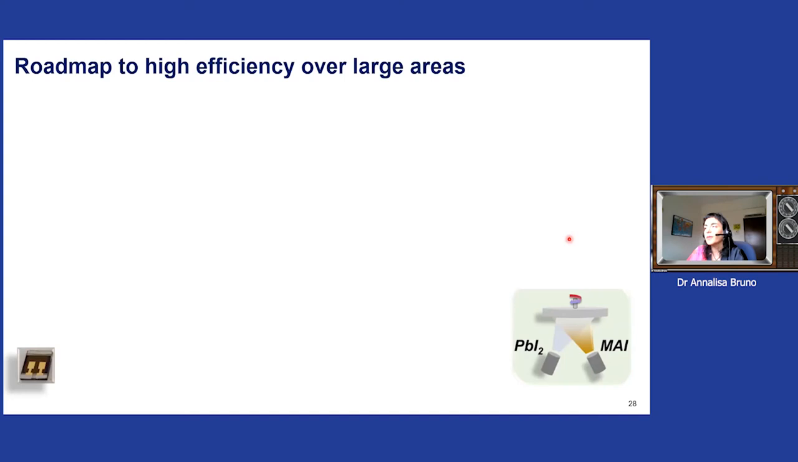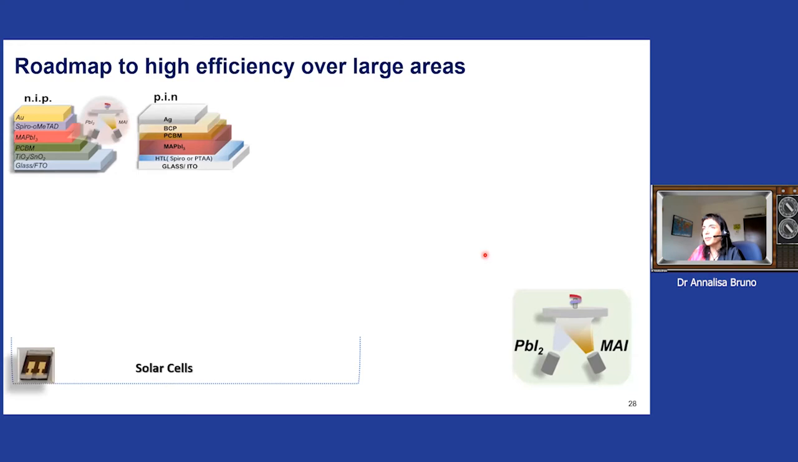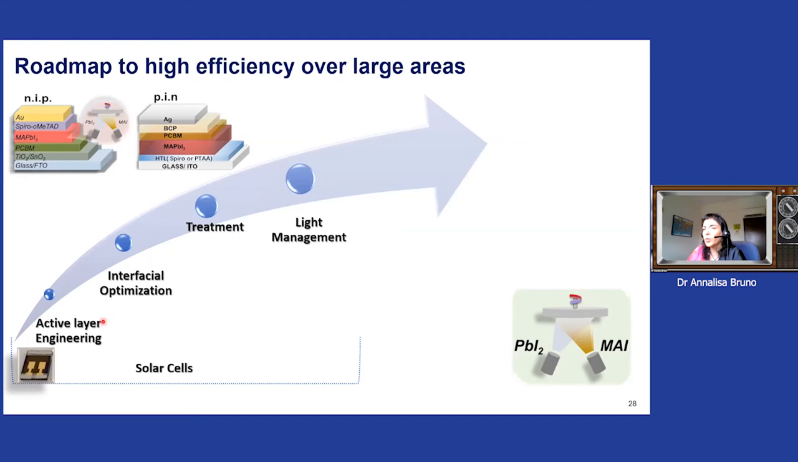So what has been our approach in the last few years to develop the cells based on vacuum process and to bring them towards a large area? We have developed two kinds of configuration, because they can have different kinds of application. And to go from the small area to the large area, we have been working on the active materials, engineering the active material, which means changing the composition and the stoichiometry of the perovskite to maximize the light absorption. Improving the interfacial optimization of the interlayer, doing some surface treatment to improve the quality of the film, and light management, since our solar cell, as you can see here, is a multi-layer device. So we need to make sure that there is no loss of light through the device.